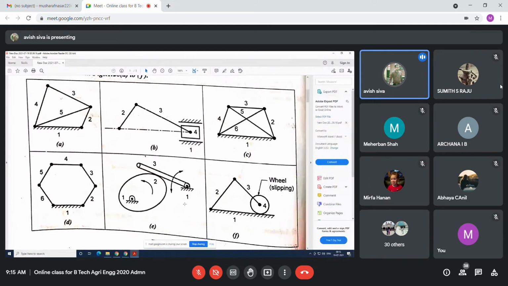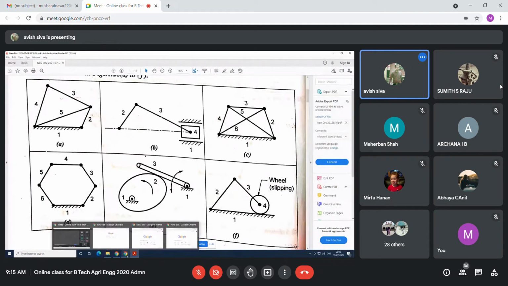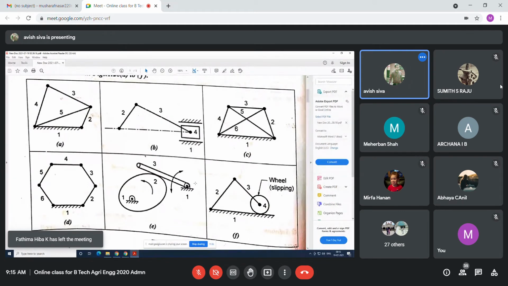Figure 1.6b. Fatima Hiba. Vishnu Priya. Vivek. Yes, sir.